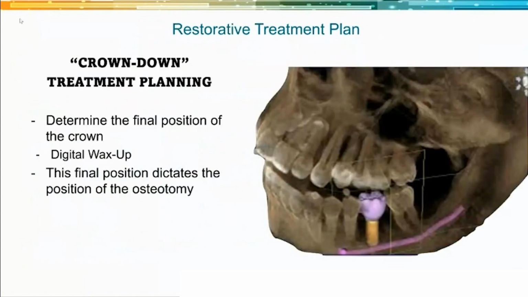So again, the crown down treatment planning, we're going to start by determining the final position of the crown. This is basically a digital wax up, and the final position is going to dictate the position of the osteotomy in the bone.